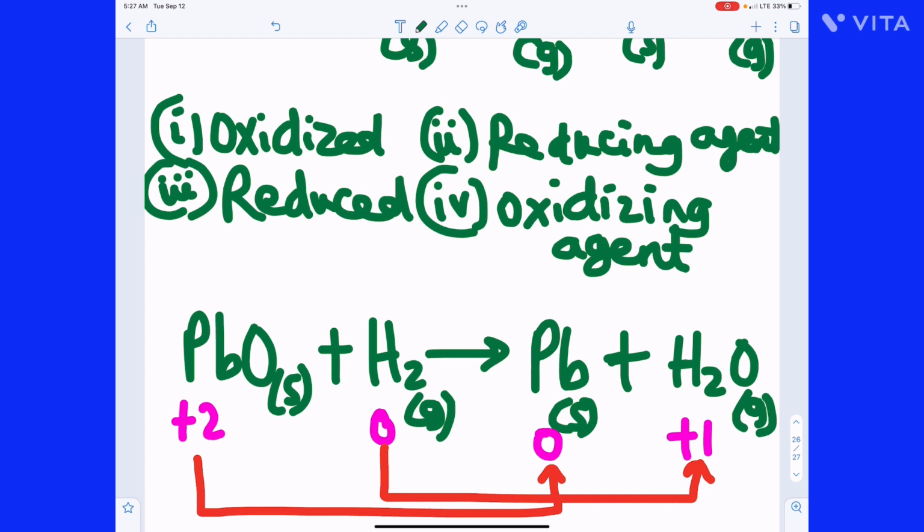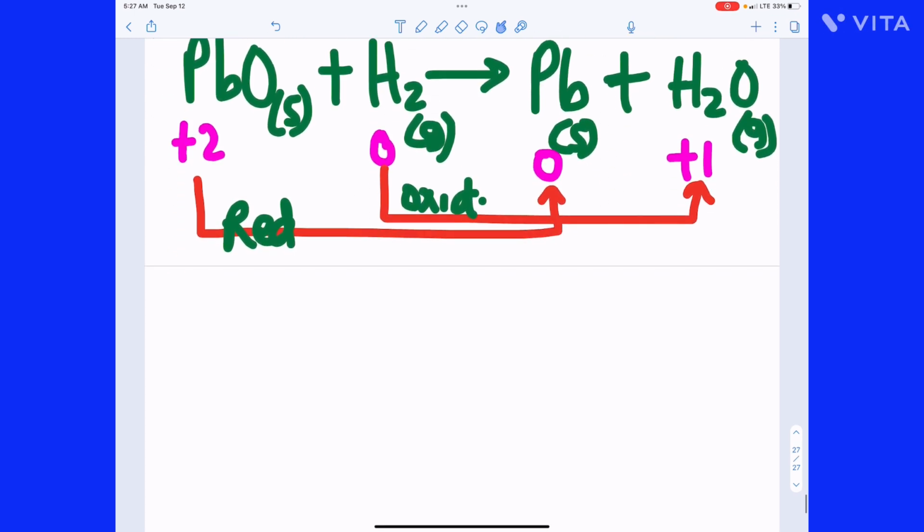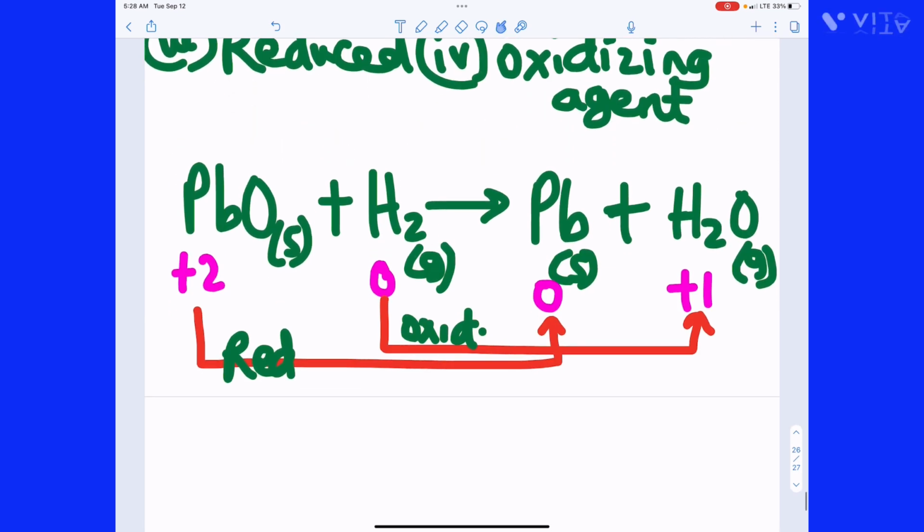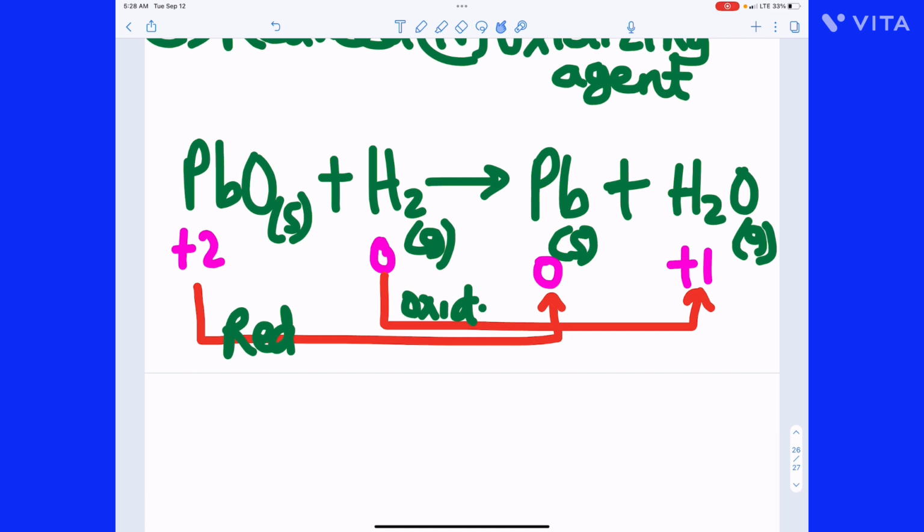This is a decrease in oxidation number from +2 to 0. So that's a reduction. A decrease in oxidation number is a reduction. Also, this one is an increase in oxidation number from 0 to +1. So that's an oxidation. I don't even need to separate them so that it will not take too much of our time. Let's continue.